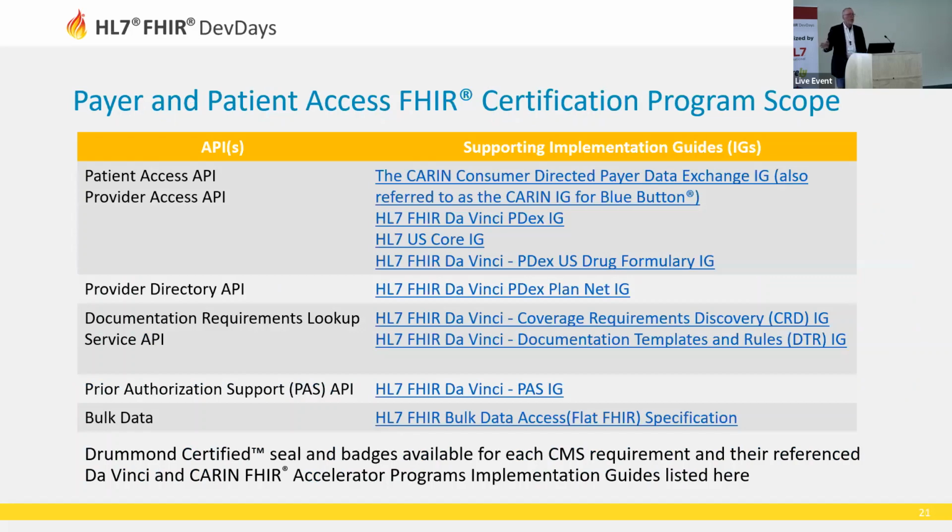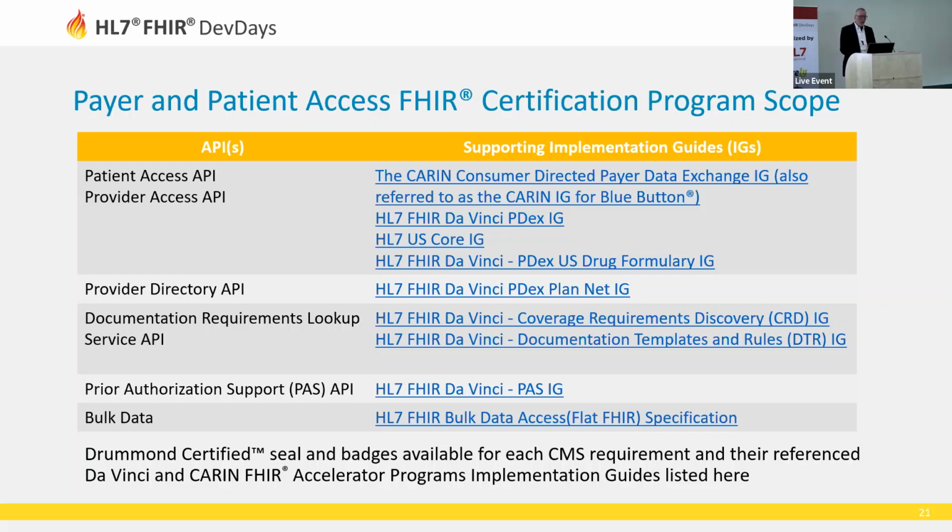So this is just a listing of some of the APIs that are covered right now by that Drummond certification program: patient, provider, provider directory, documentation requirements, prior auth, bulk data. All of those translate into various implementation guides, most of them from the DaVinci Accelerator program, but you also have one from CARIN, which is typically referred to as CARIN for Blue Button, as well as US Core, which kind of underpins all of these things, as well as the FHIR bulk data or flat FHIR specification. So all of this is supported in the Drummond certification program.